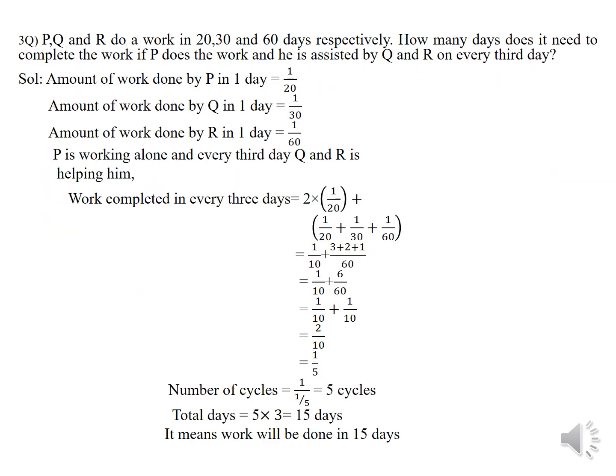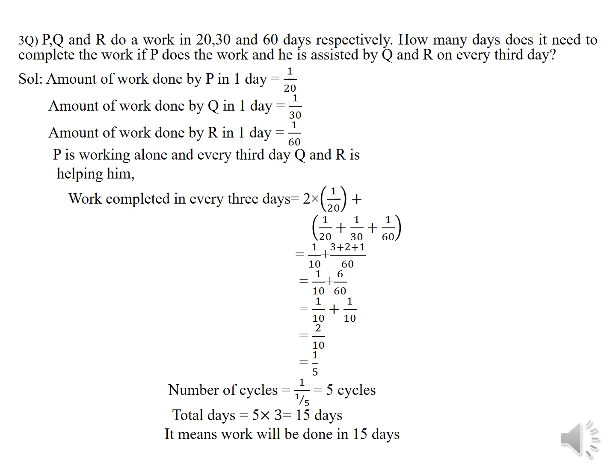Let us see the third question. P, Q and R do a work in 20, 30 and 60 days respectively. How many days does it need to complete the work, if P does the work and he is assisted by Q and R on every third day?